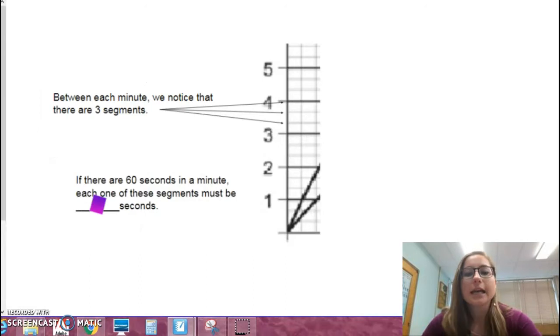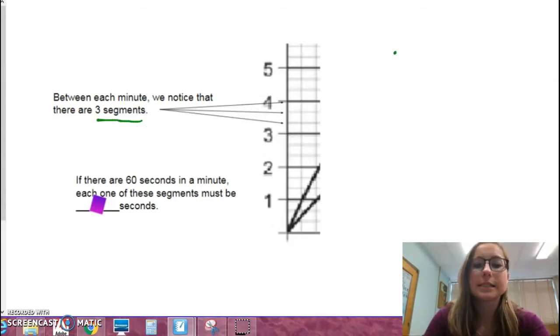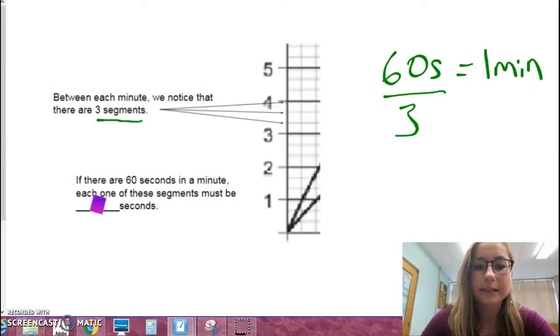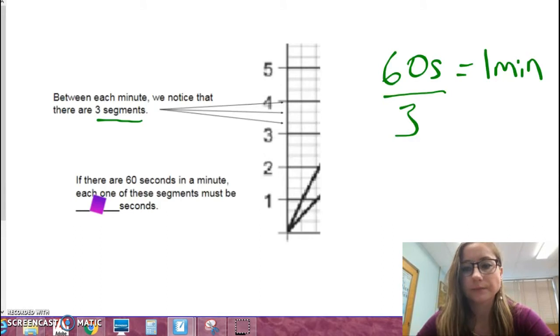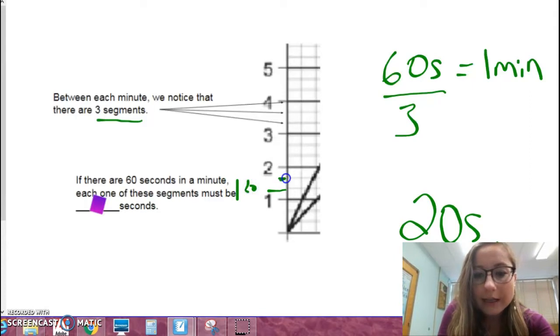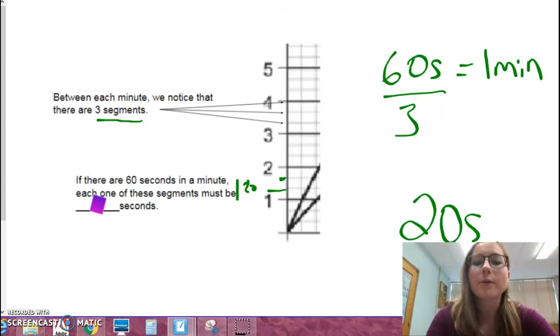We see that each minute, because we know that each of these numbers, 1, 2, 3, 4, and 5, are broken up into minutes, there are 3 segments. So if there are 60 seconds in a minute, and this is broken up into 3, then how many seconds are each of these units? You guessed it correct. It is 20 seconds each. So right here would be 1 minute and 20 seconds. Right here would be 1 minute and 40 seconds. And then instead of 1 minute and 60 seconds, we know that that would make 2 minutes right here. So each of these are 20-second intervals.